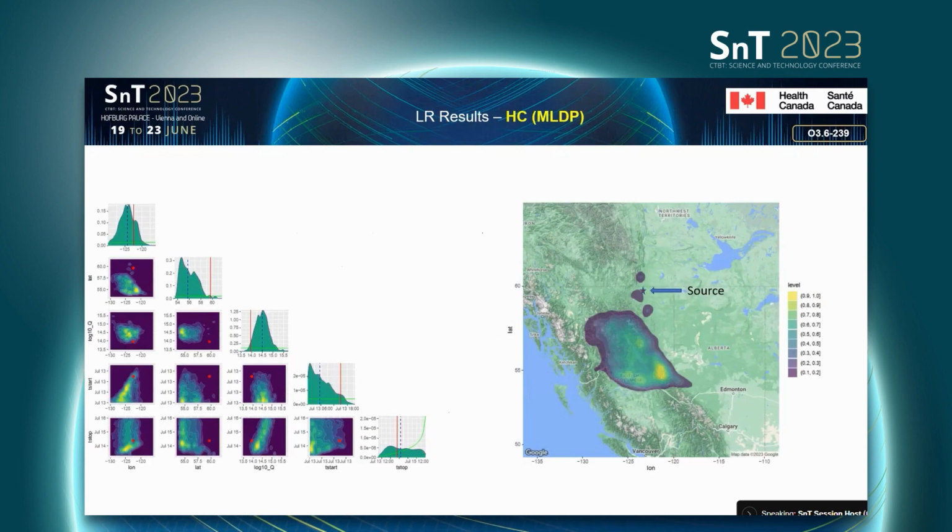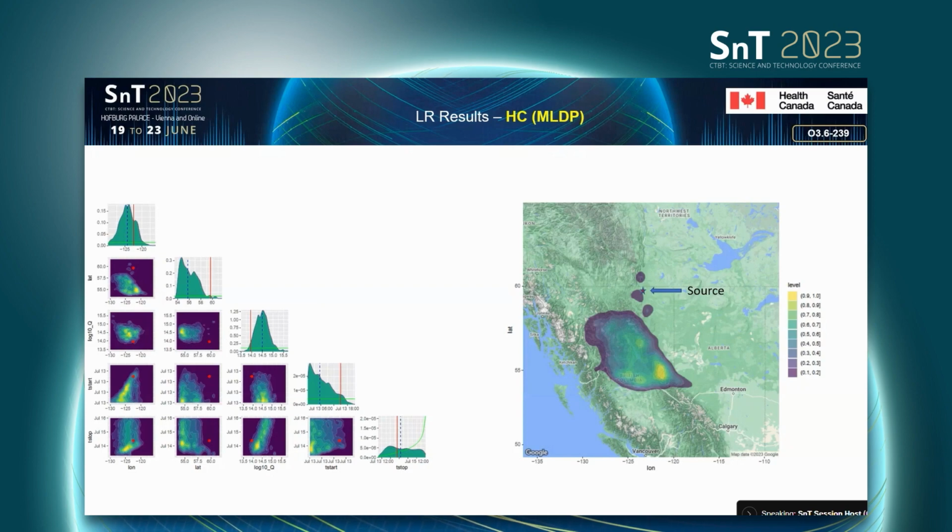So now I'm basically just running through a bunch of results. So this is the long-range results here for Health Canada. This was done using MLDP, which is the model that Environment Canada uses. It's a coupled model, so it involves both the dispersion and the meteorological model all in one package. And you can see at the top, this is in British Columbia actually, near the border with the Yukon. That's where the source was, and the predicted location.